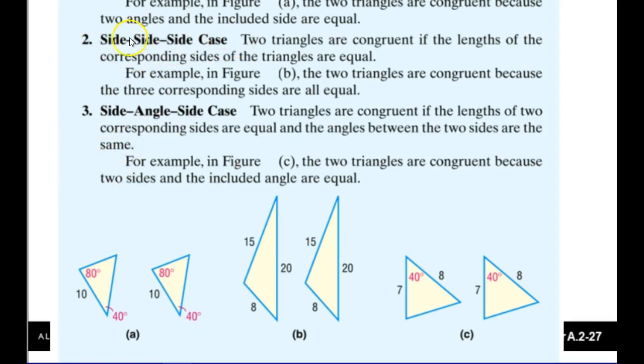The second case would be my side, side, side. If I see that all 3 sides are exactly the same, then I know that those are congruent triangles. And the third case would be side, angle, side. If that is the case, then I also know that those triangles are congruent.